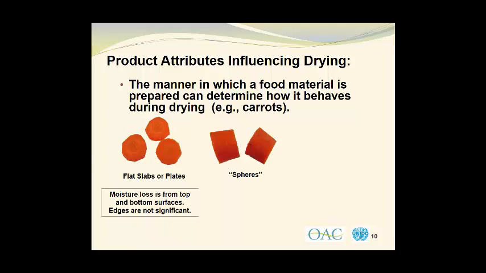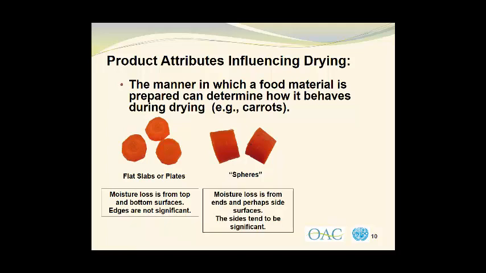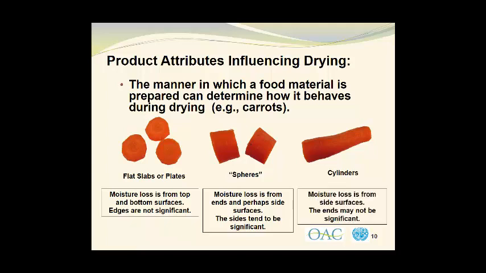In this case, we have carrots cut into chunks, and they tend to behave more like spheres because the thickness of the chunk and the diameter are so similar that what we have is moisture being lost from the ends and even the side surfaces, so the sides tend to be significant. In the case of cylinders, we can simply cut a length of carrot and use that to represent the cylinder. Moisture loss is from the side surfaces, and the ends may not be significant. So once again, flat slabs or plates are the generally favored format.